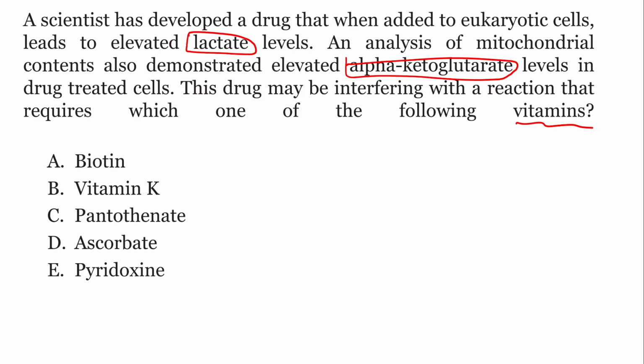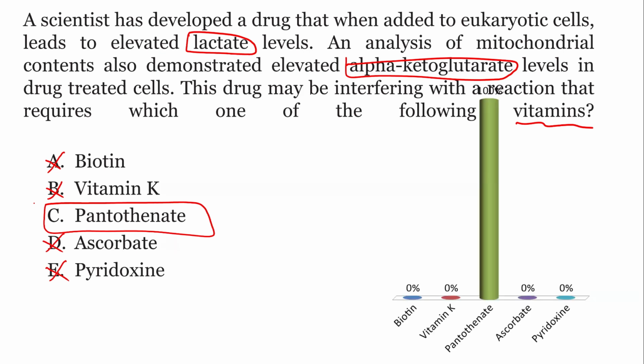The question is, this drug may be interfering with the reaction that requires which one of the following vitamins? You just need to find out, is there any one of those 5 vitamins in the list? That's it, right? So you don't find biotin in the list, you don't find vitamin K, you don't find ascorbate, you don't find pyridoxine, but what you find is pantothenate, coenzyme A. Okay, that's why the answer is C.